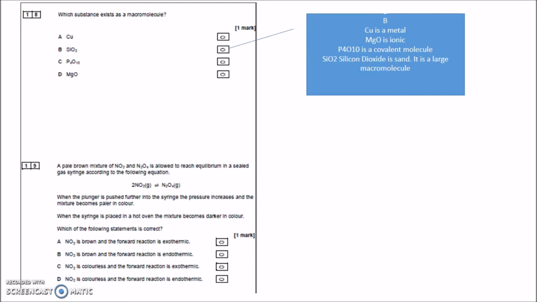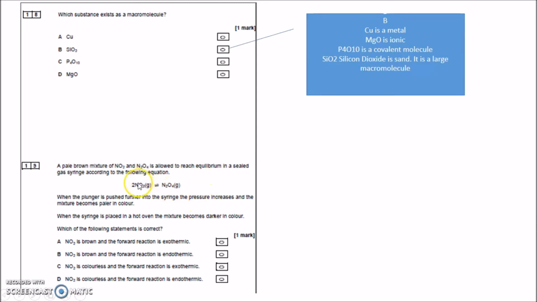A pale brown mixture of NO2 and N2O4 is allowed to reach equilibrium according to this equation. When the plunger is pushed further into the syringe, the pressure increases and the mixture becomes paler in colour. So, what's happening here then? So as I increase the pressure by Le Chatelier's principle, it will try and lower the pressure.